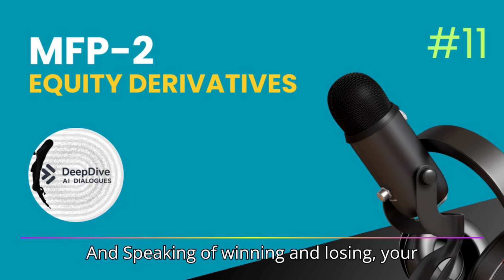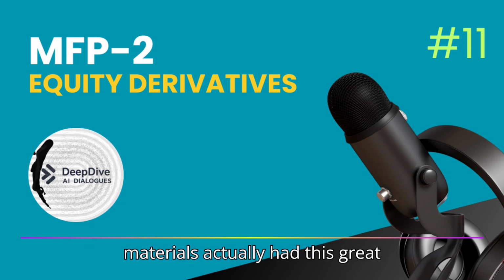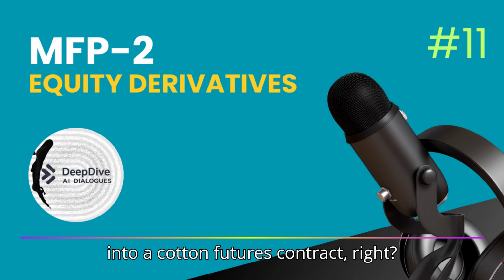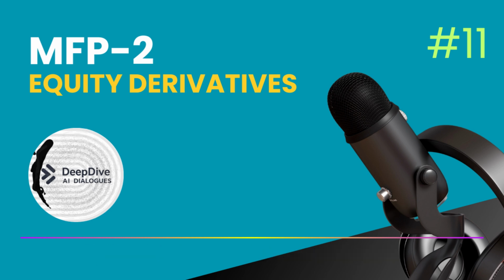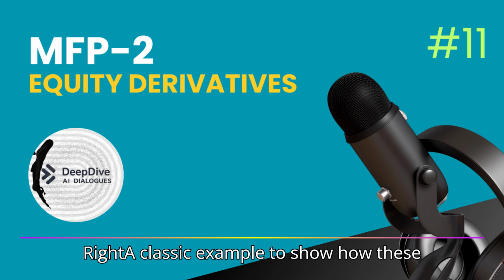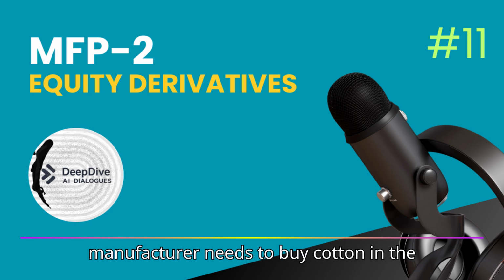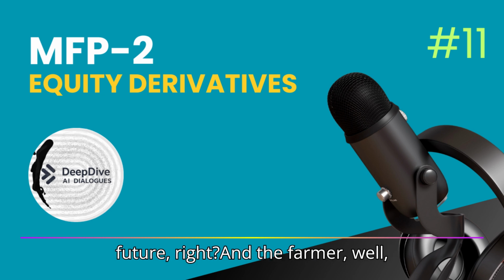And speaking of winning and losing, your materials had a great illustration with a textile manufacturer and a farmer entering into a cotton futures contract. A classic example to show how these things play out in the real world. That one really stuck with me. The manufacturer needs to buy cotton in the future, right? Yes. And the farmer wants to sell.